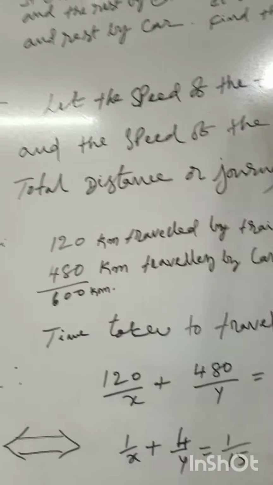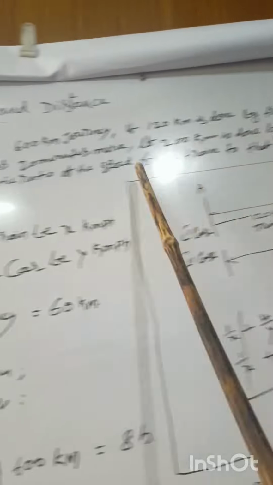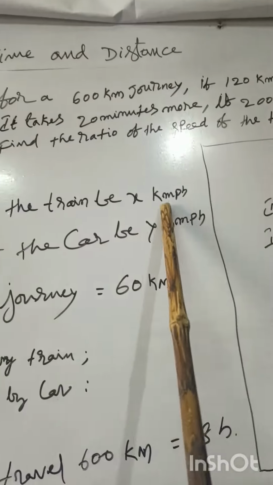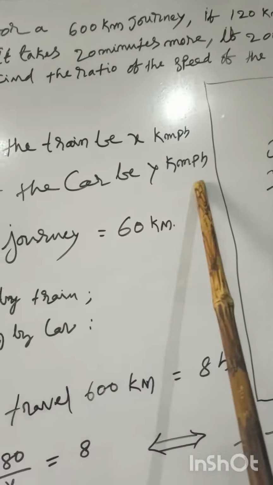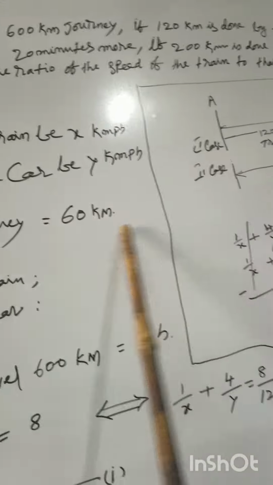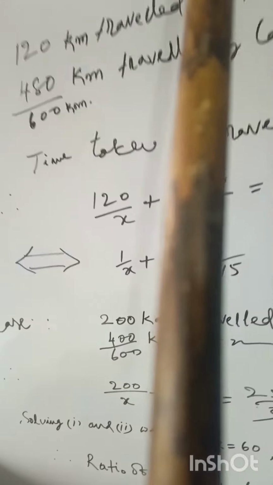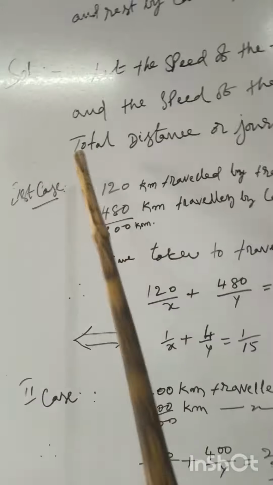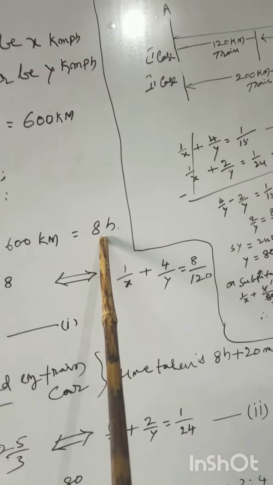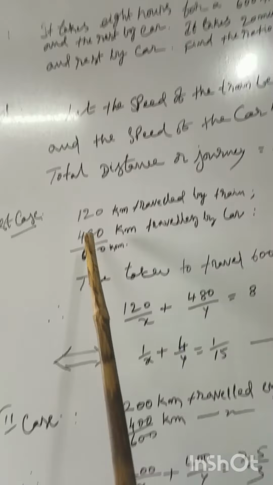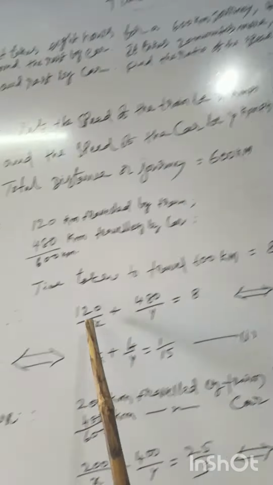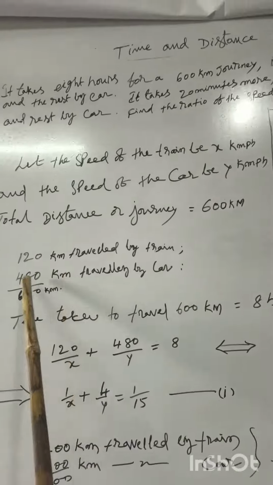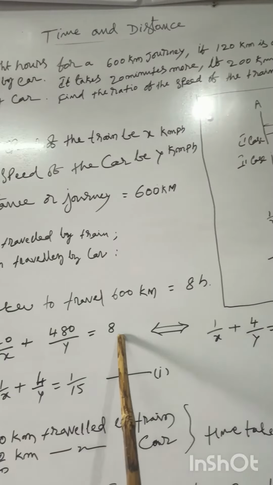So now we have to solve this for the speeds and their ratio. Let the speed of the train be x kilometers per hour, and the speed of the car be y kilometers per hour. The total distance of our journey is 600 kilometers. In the first case, 120 kilometers are traveled by train and 480 kilometers by car, totaling 600 kilometers. The time taken to travel is 8 hours. So 120 by x plus 480 by y, where the speed of the car is y, is equal to 8 hours.